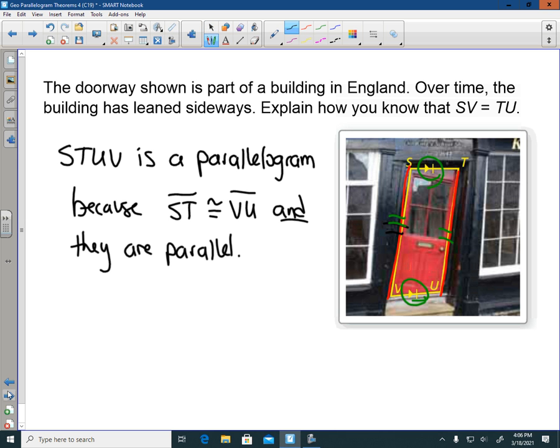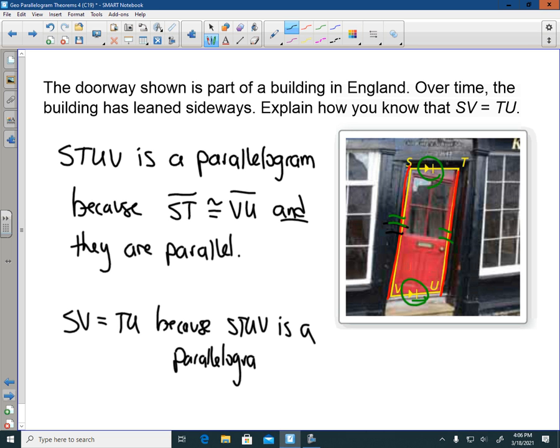And so SV equals TU because STUV is a parallelogram. Just a way of kind of working through the idea. First of all, you have to show that you have a parallelogram, and the way we did that was by noticing that in this quadrilateral, opposite sides were both parallel and congruent, and from that we could tell we had a parallelogram, and in all parallelograms, opposite sides are congruent, and so that is true.